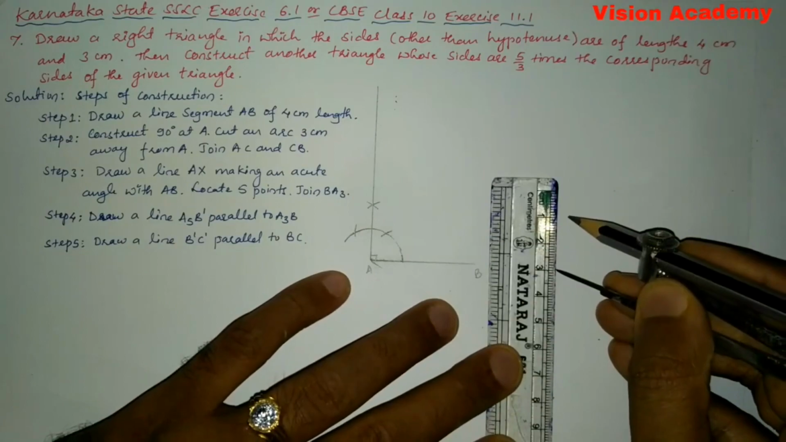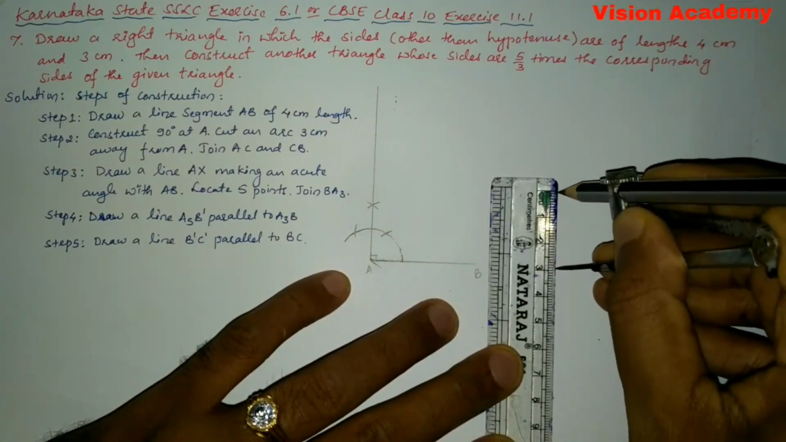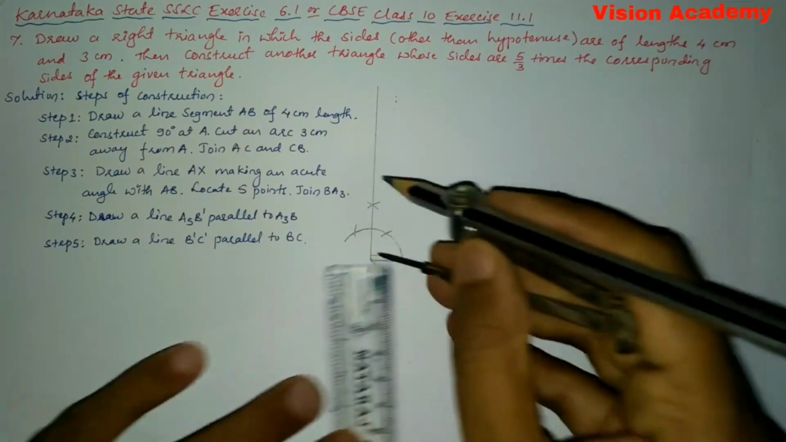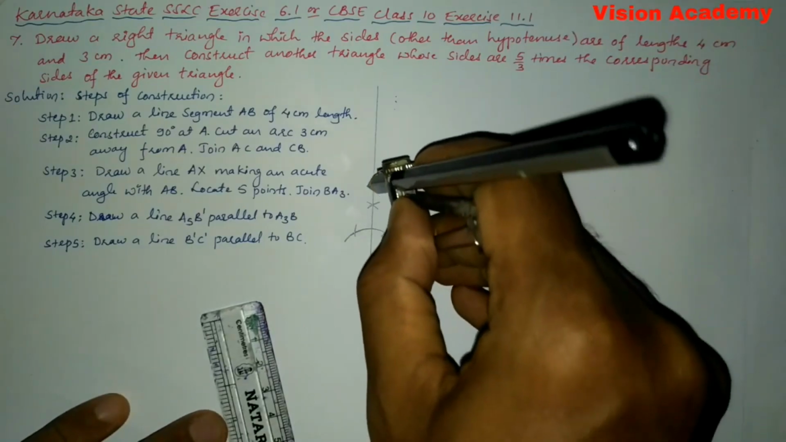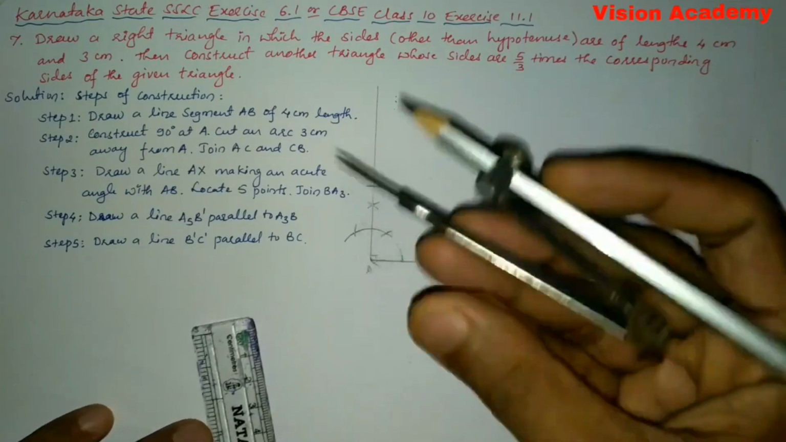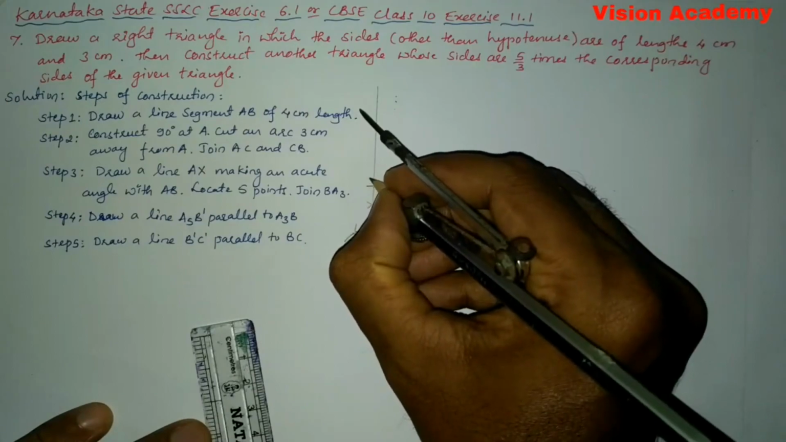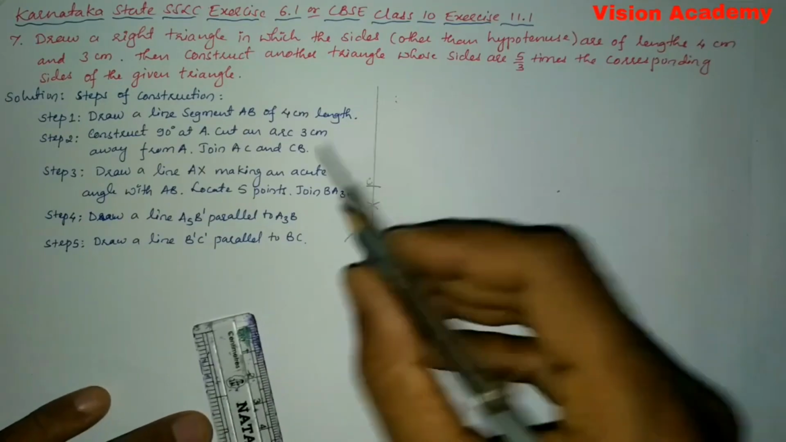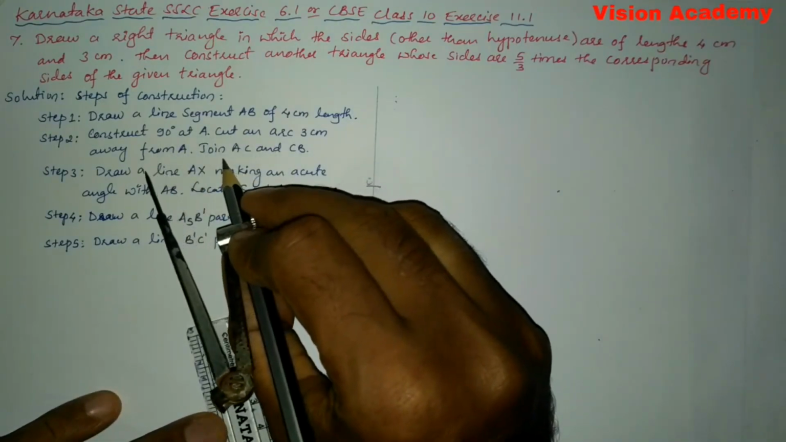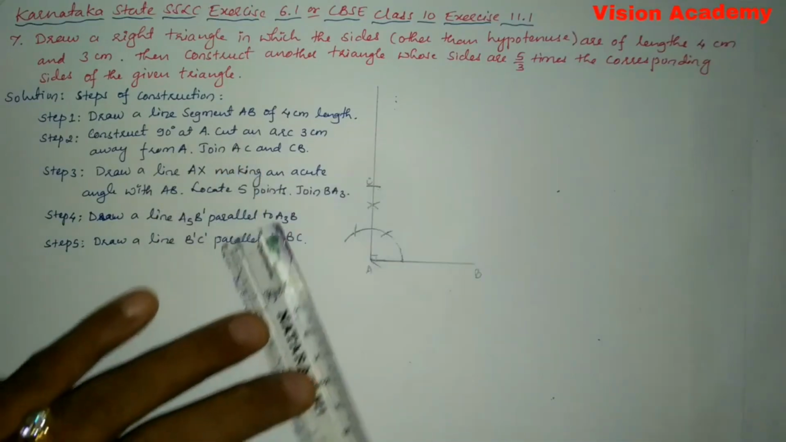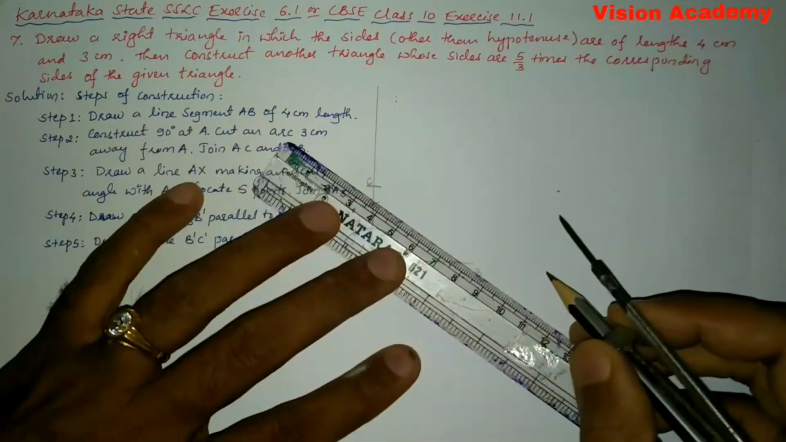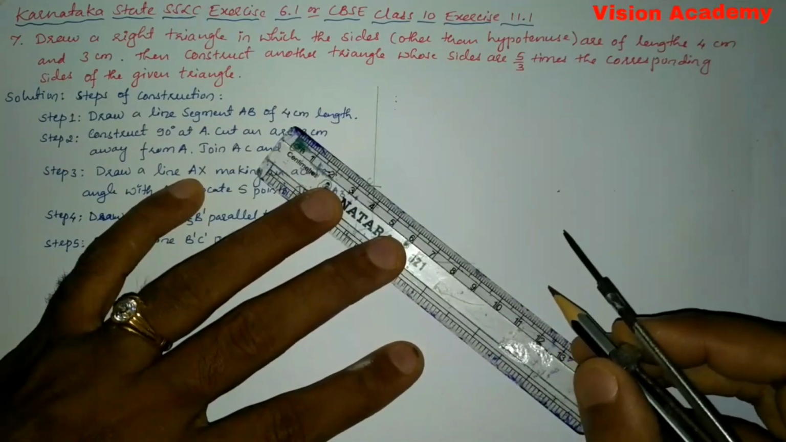In the second step, they have given: cut an arc 3 cm away from A. So let us take 3 cm here, and from A we are going to cut. Let us say this as C. Now we will go for the next step: join AC and CB. AC is already joined, so join CB.